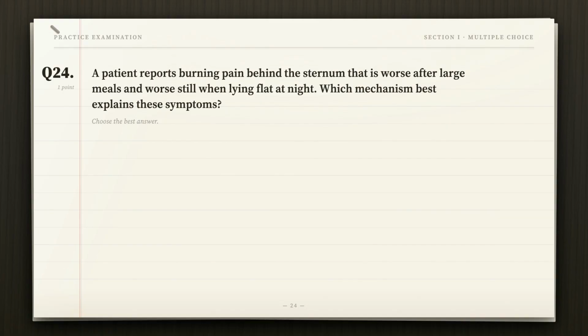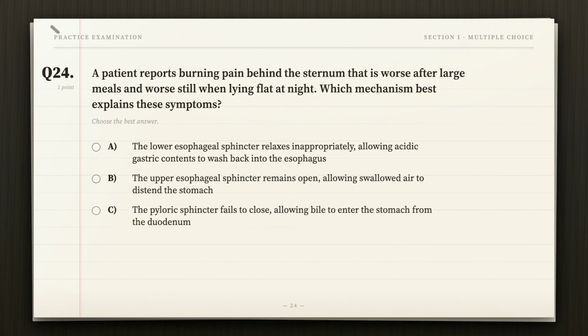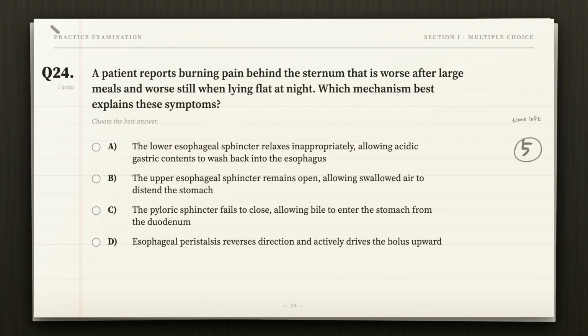Your options are A. The lower esophageal sphincter relaxes inappropriately, allowing acidic gastric contents to wash back into the esophagus. B. The upper esophageal sphincter remains open, allowing swallowed air to distend the stomach. C. The pyloric sphincter fails to close, allowing bile to enter the stomach from the duodenum. D. Esophageal peristalsis reverses direction and actively drives the bolus upward. Got a guess? Lock it in.